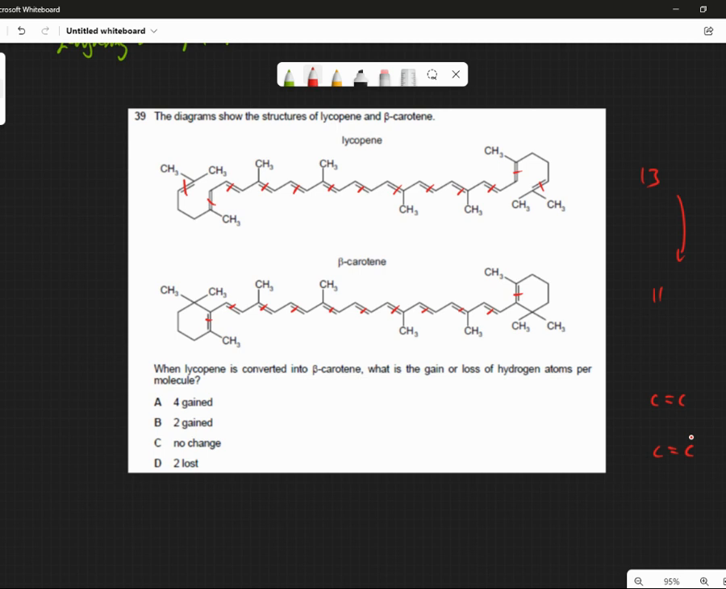How many hydrogens does that mean? Since I've lost double bonds, have I gained or lost hydrogens? I gained. Well done. Because if you gain hydrogen, double bonds become single bonds. And I've lost two double bonds. Each double bond sucks in how many hydrogens?